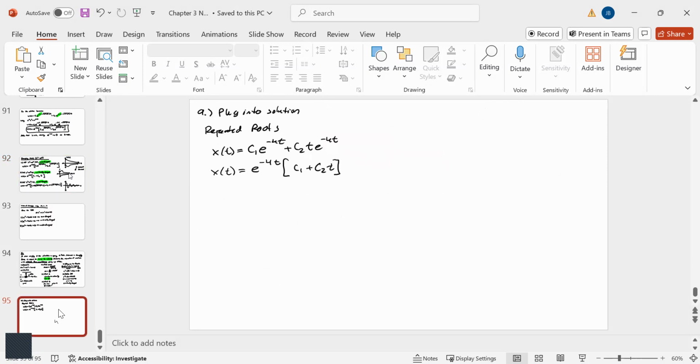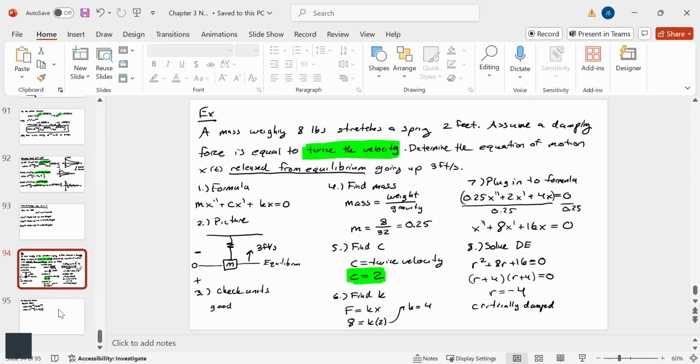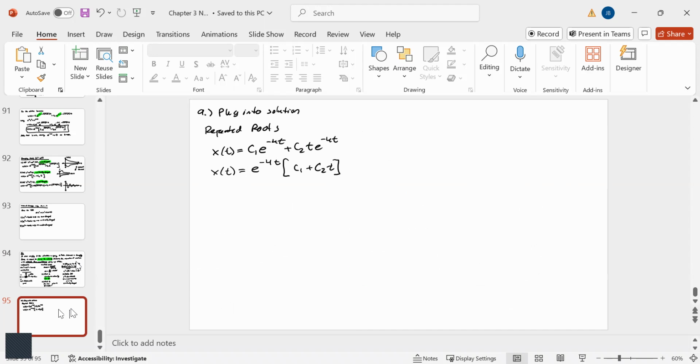But again, you don't have to do that. That's not necessary, right? I just want to make sure that you understand that you don't need to do that. So that's our answer. That's our equation of motion. Now we just have to solve for c1 and c2. So step 10 is solve for c1 and c2 using initial conditions.